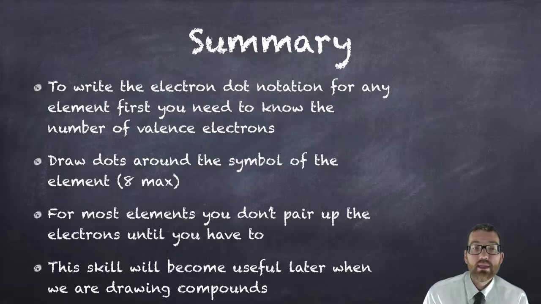And like I said, this skill will become useful later when we're drawing compounds. All of these things that we're learning are little skills that are building on top of one another. We learned how many valence electrons there were, so we could draw electron dot diagrams. And now we're learning how to draw electron dot diagrams because in chapter 8, we're going to start drawing bond structures and the angles of bonds. And you need to know this skill before you can do that skill.